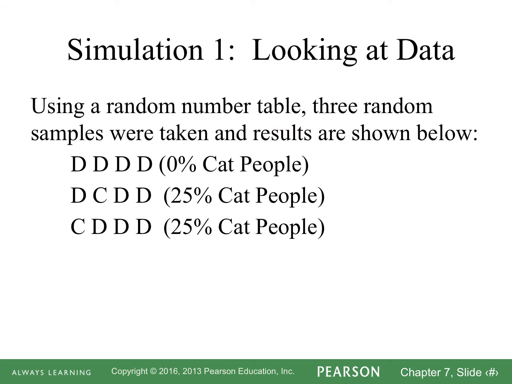Okay, so here are the results from 3 random samples, right? 3 random samples, sample size is 4, which is why you see 4 in each sample. So the first sample taken, there are 0 cat people of the 4. Second sample, 25% cat people of the 4. And the third sample, there are 25% cat people of the 4.